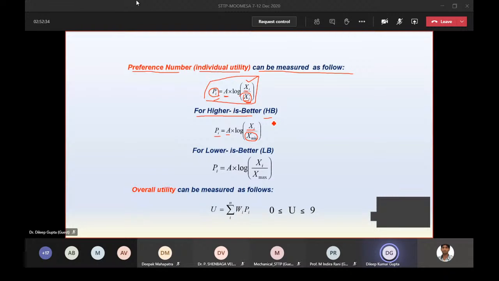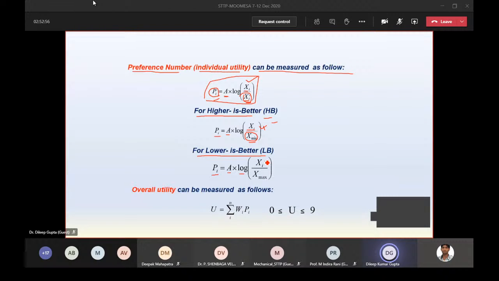The best value will be x maximum here, and the worst value, or just acceptable, will be x minimum here. Similarly, for the lower is better case, the value of the preference number will be given as a and log of xi divided by x maximum.